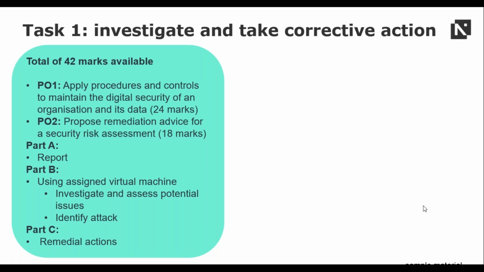Assignment 2, Task 1 is worth a total of 42 marks. Marks are awarded against the skills and knowledge performance outcomes shown. Task 1 is split into 3 parts, Parts A, B and C. Students will have 7 hours 30 minutes to complete this task, and they can use the time how they want, but all parts of the task must be completed within the time limit.